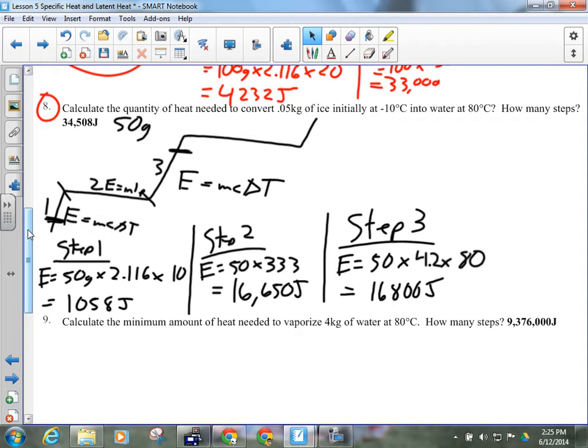Okay, expect probably about a 3-step latent heat question on your unit exam, possibly again on your final exam. All right, again, they're not hard. You don't have to manipulate anything. You just need to plug numbers in. Okay, questions on that?